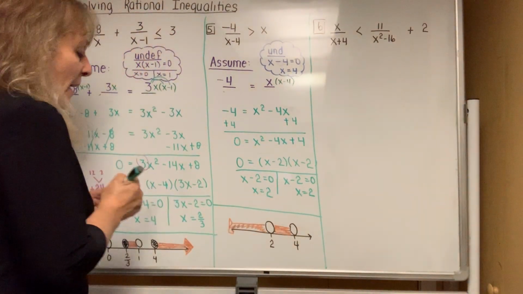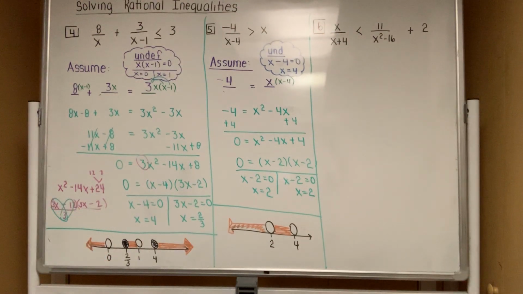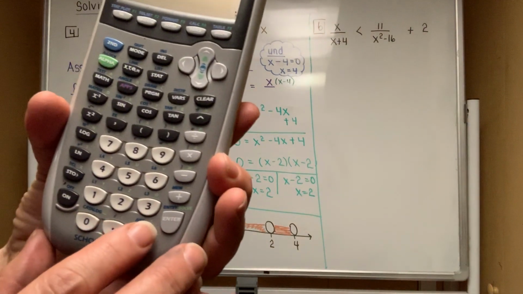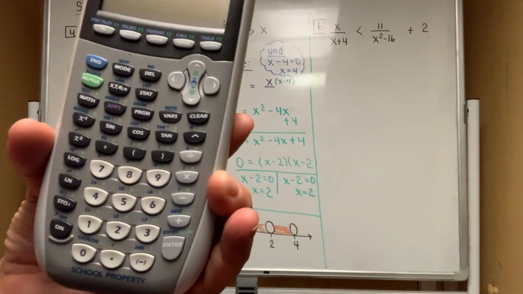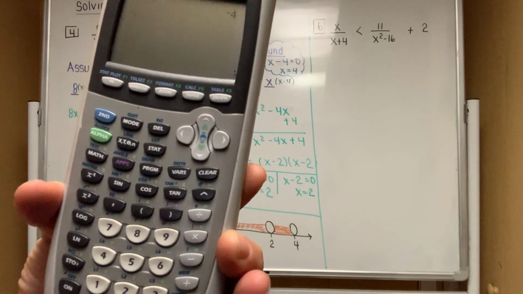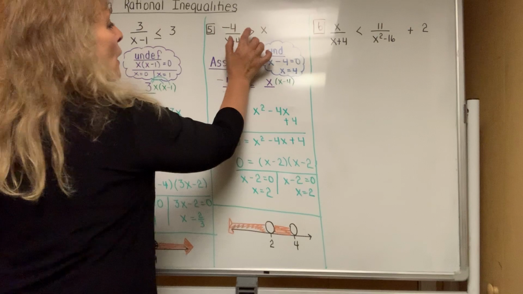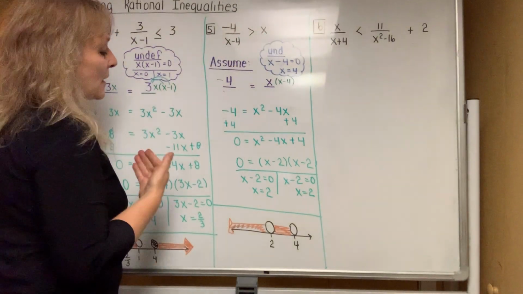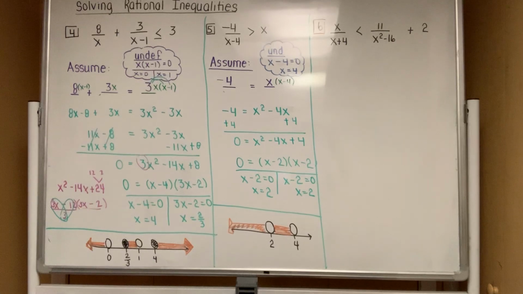And now I'm going to pick the number 5, but I'm going to do it strictly on my calculator. So the fraction is -4 divided by, and if you fill in a 5, 5 minus 4 is 1. The left-hand side is -4. Is the number -4 greater than the number 5? The answer is no. So do not shade on that side. And what's in orange is the answer.